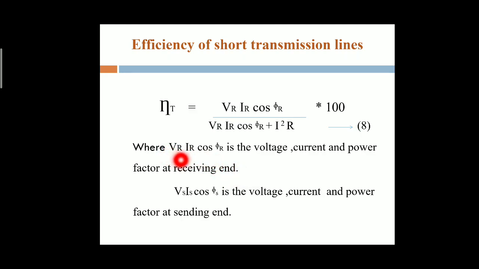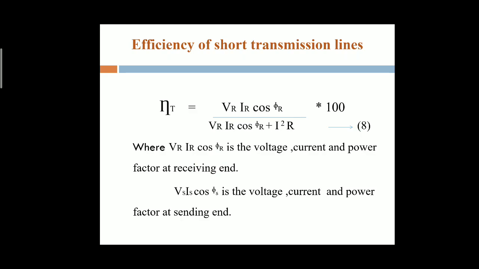Here VR, IR, cos phi r are the voltage, current and power factor at the receiving end. Next is VS, IS, cos phi s: VS is the sending end voltage, IS is the sending end current and cos phi s is the sending end power factor. This is the efficiency of a short transmission line.